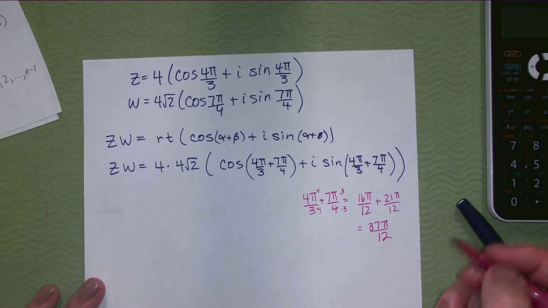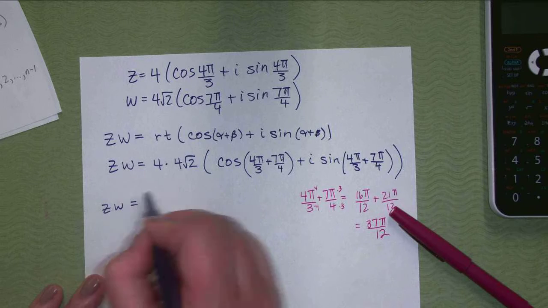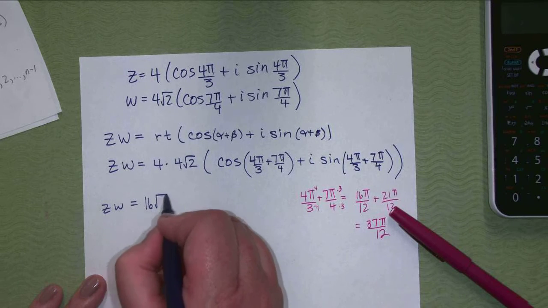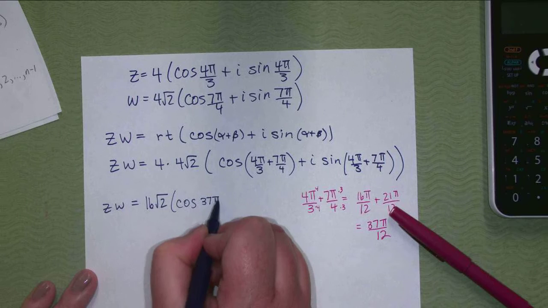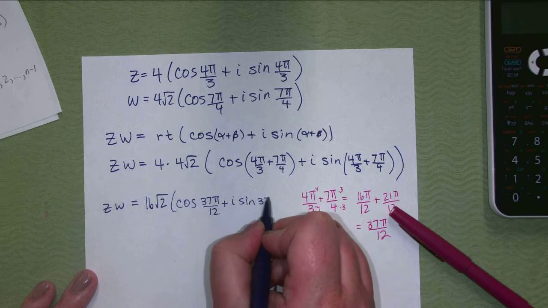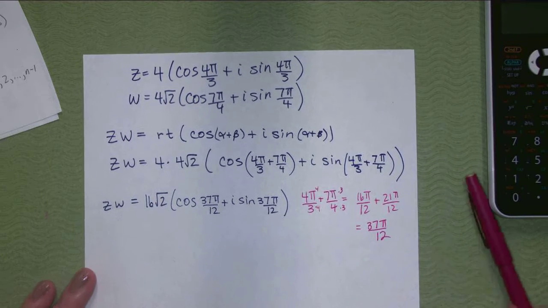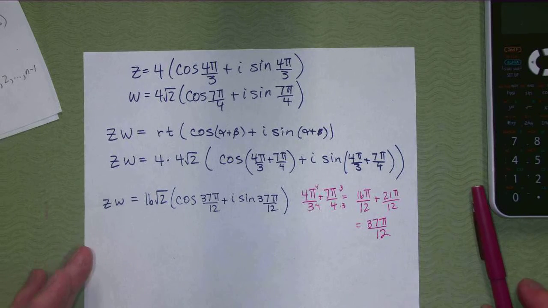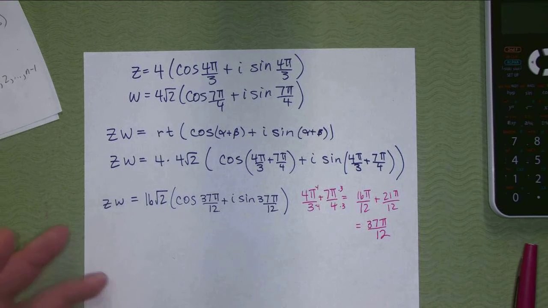So Z times W is 16 root 2 cos of 37 pi over 12 plus i sine 37 pi over 12. Now, pi over 12 is not a value we know. But if you were asked for it just in polar form, you just leave your answer like that. You had nothing to do. If you wanted the answer in standard form, you would just use your calculator in radians.